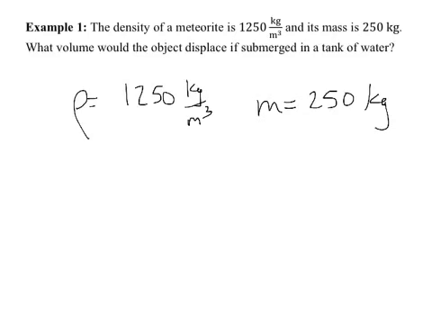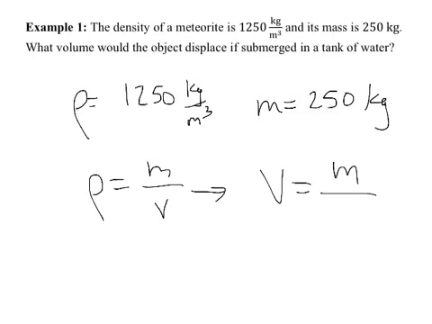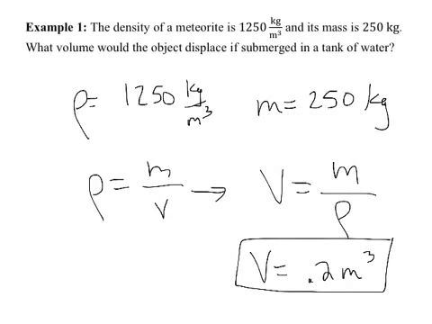So right away we could find the volume of the meteorite itself. So knowing that density equals mass over volume, we can solve for volume, getting volume equals mass over density. So take the mass of 250 over the density of 1250, giving us a volume of 0.2 cubic meters. How do I know my units are cubic meters? A, because it's volume, and B, because we're going to divide kilograms divided by kilograms per meter cubed, right? Our formula. These units are going to be kg, these are going to be kg per meter cubed.